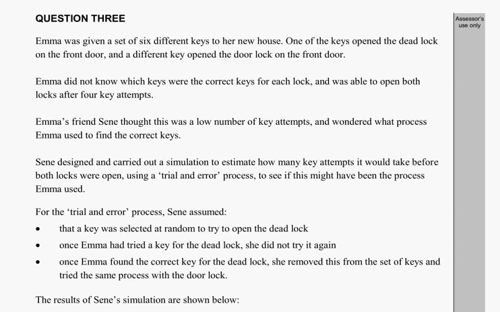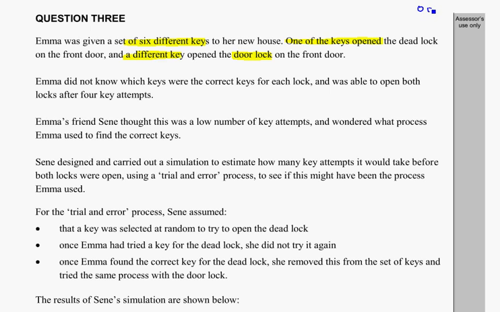Alright, question 3 of the probability sample paper. Emma was given a set of 6 different keys to her new house. Some joke by the realtor. One of the keys opened the deadlock on the front door, and a different key opened the door lock on the front door. So there were 2 different locks on the door.